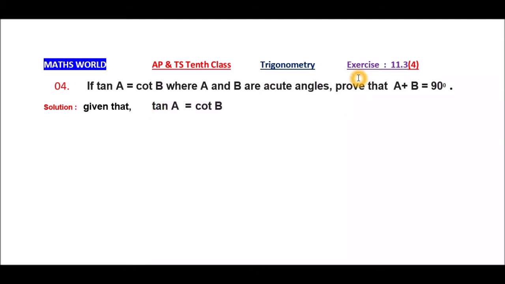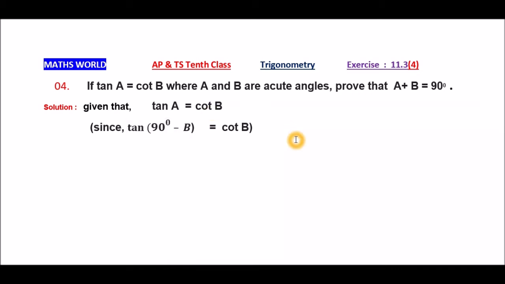So from the beginning of this exercise 11.3, I am telling that all the trigonometric ratios should be same. Here tan, this one is cot. So I am changing this cot as tan. How? We know that tan 90 minus theta is equal to cot theta. That means tan 90 minus B is equal to cot B. So since tan 90 degrees minus B is equal to cot B, I can write tan 90 degrees minus B in place of cot B.